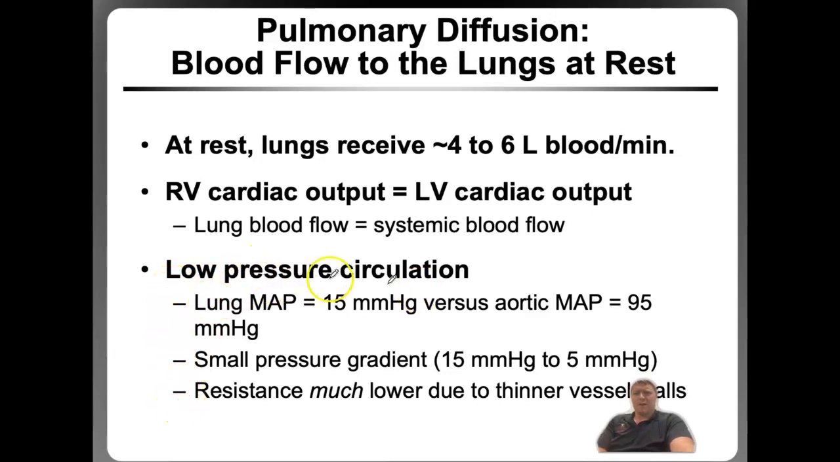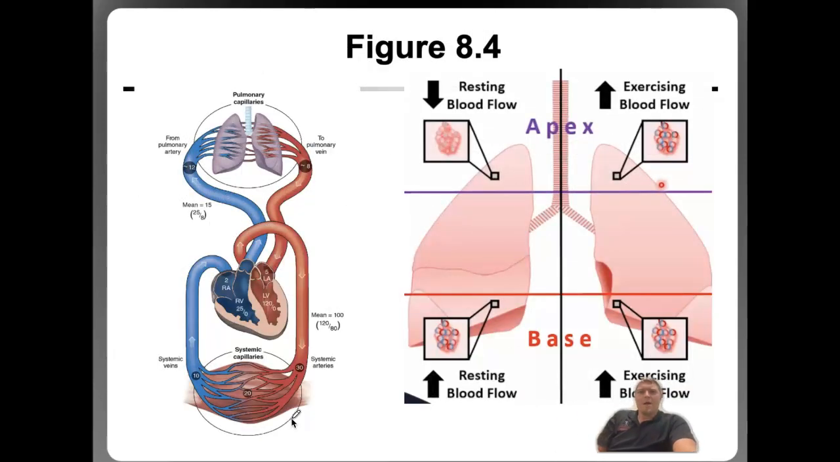Low pressure circulation. So as the lungs go through, there are lower pressure gradients there. The resistance is much lower due to the thinner vessel walls, which you want because you want stuff to be able to go across from the lungs into the bloodstream. So a very simple way of putting this. Do we got numbers on here that we can read? Nope, not this one.